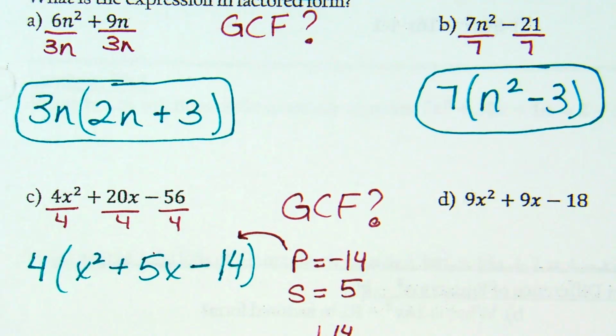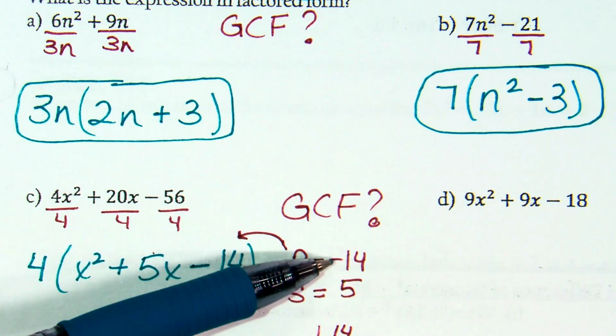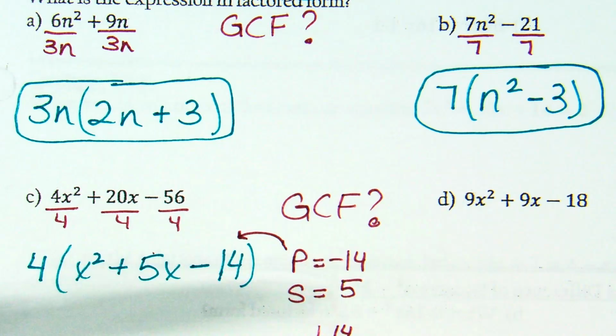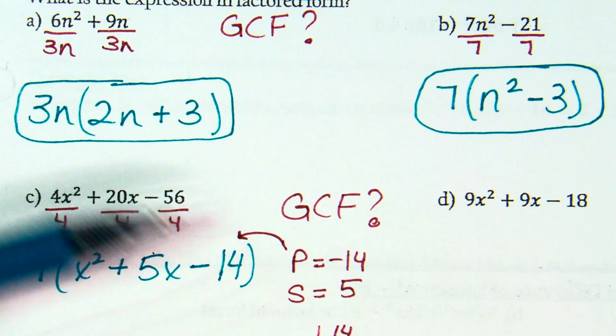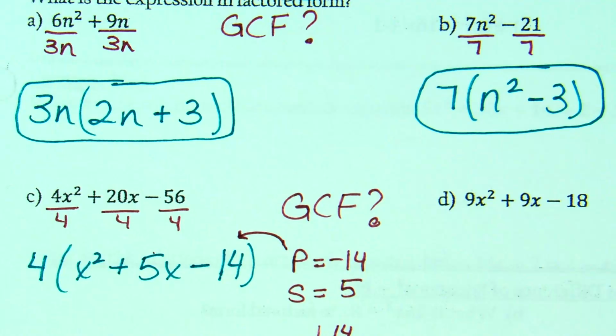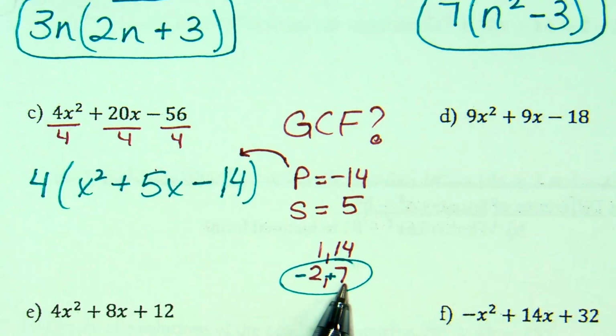Okay, let's figure out signs if it's going to work. If it multiplies to be a negative, I need one of each sign, a positive and a negative. If it adds to be a positive, larger number positive, smaller number negative. And check yourself: negative 2 times 7 multiplies to be negative 14. Negative 2 plus 7 adds to be 5. Therefore, I am smart.